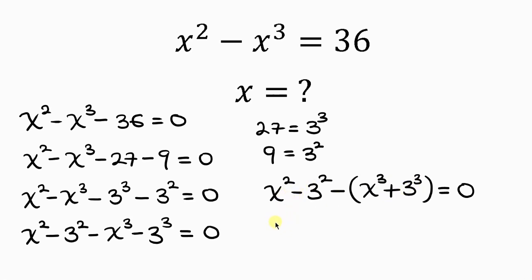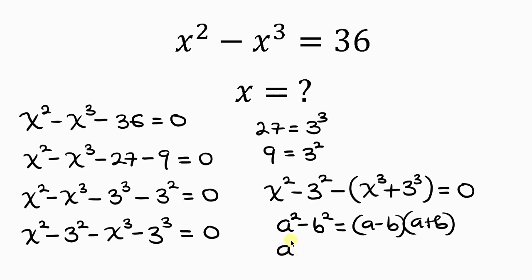The difference of two squares has the property that, for example, when I have a squared minus b squared, this is the same as a minus b times a plus b. What about the sum of two cubes? The sum of two cubes has the property that, for example, when I have a cubed plus b cubed, this is the same as a plus b times a squared minus ab plus b squared. So we're going to be applying these properties to each of these terms.